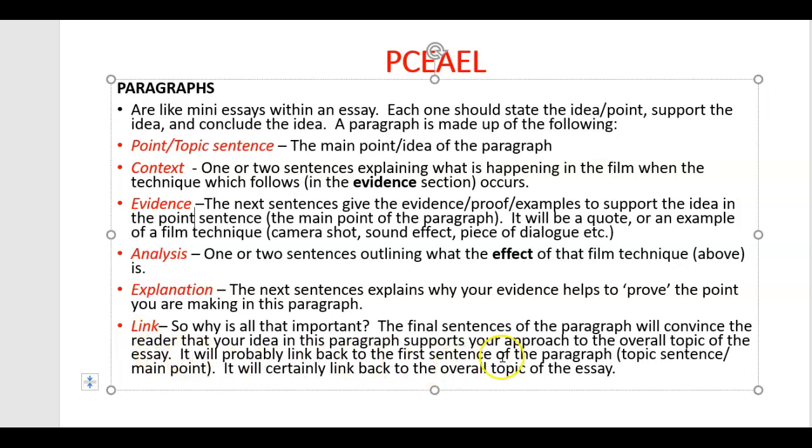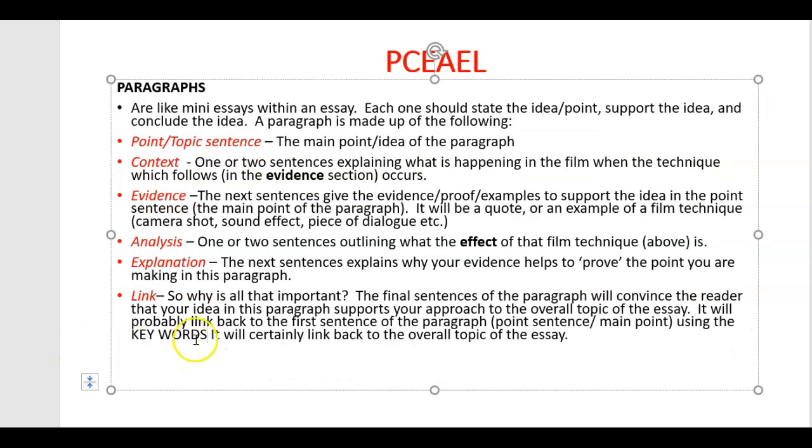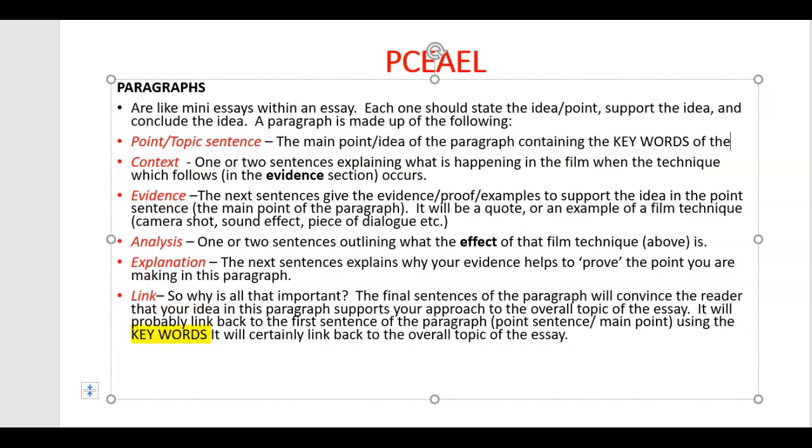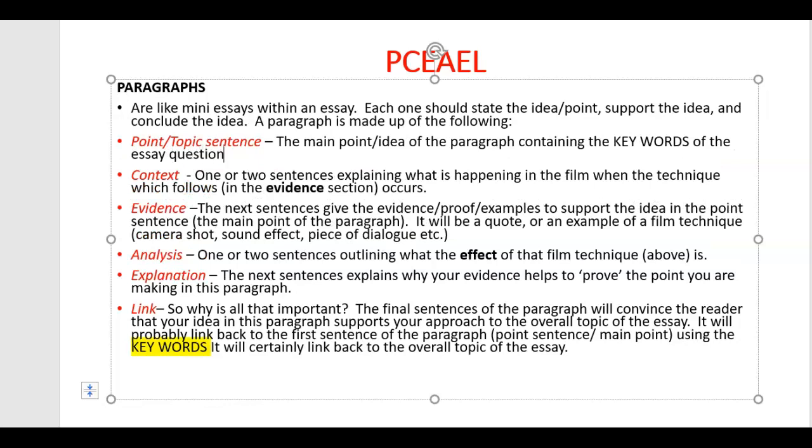It will link back to the first sentence of the paragraph, that's the point sentence, and it will link back using keywords. So remember keywords. This should contain keywords as well. And when I say keywords, I mean the keywords of the essay question.